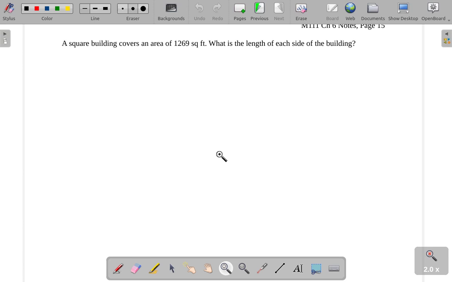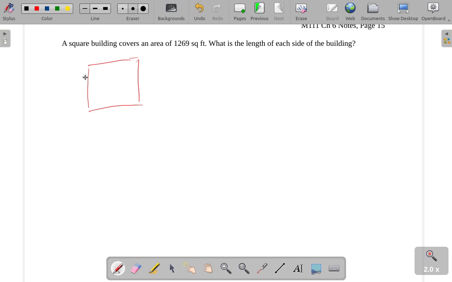A square building covers an area of 1,269 square feet. What is the length of each side of the building? So when you read through something like this, it's helpful to draw a picture, frankly. Even though the picture doesn't really tell us anything about the math, it's just easier to think about.